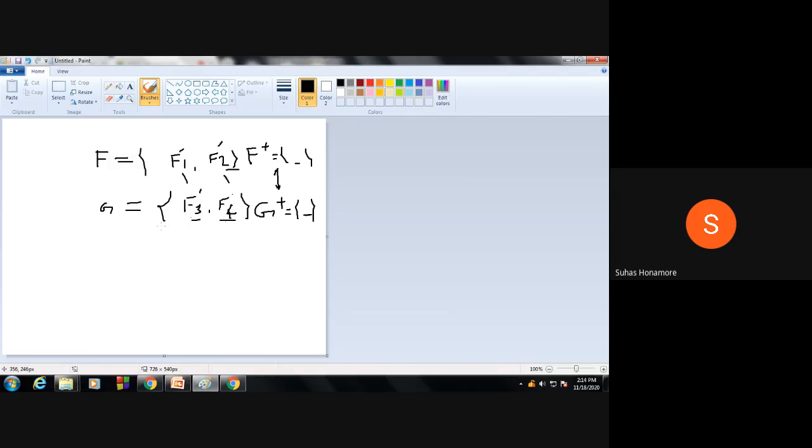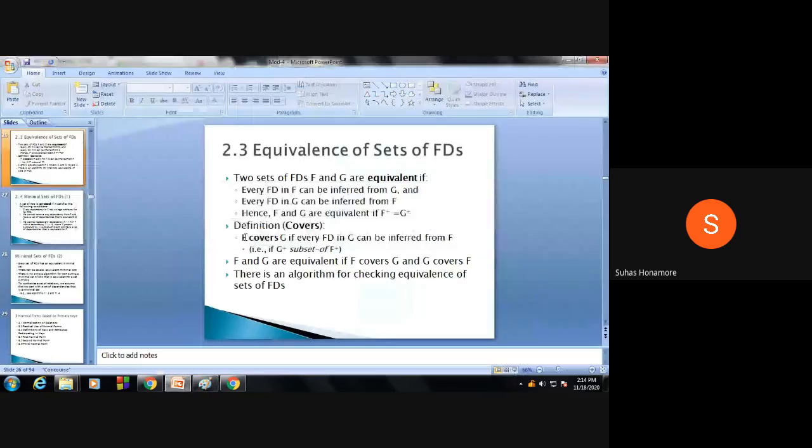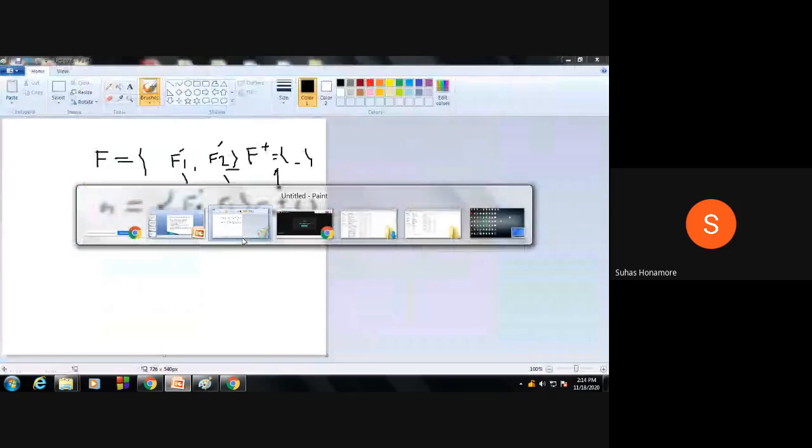This is the theoretical definition we are studying in detail. We'll get some examples also.